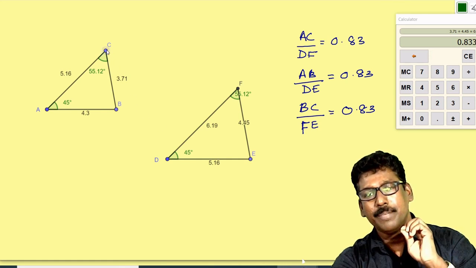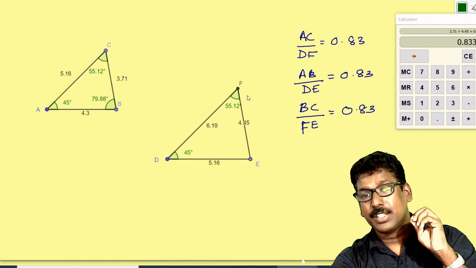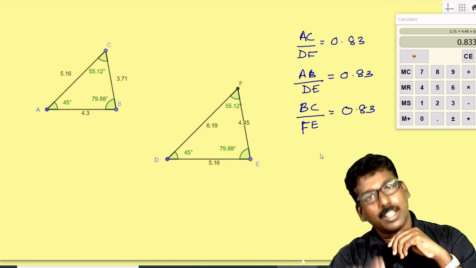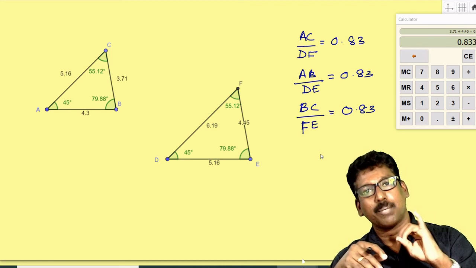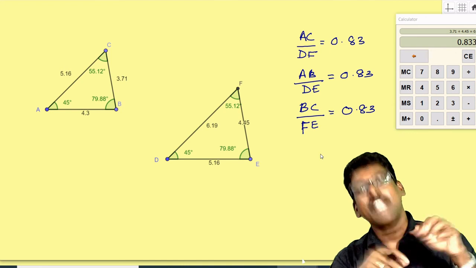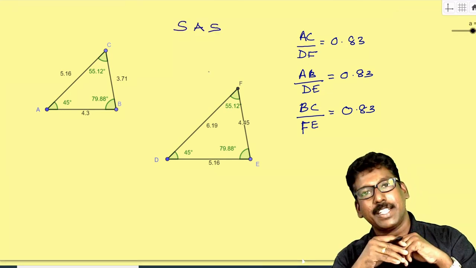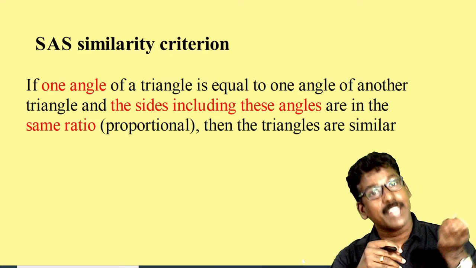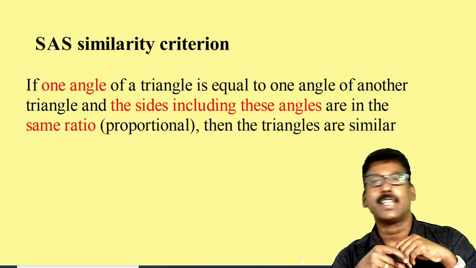Now what about angle B? Here angle B you will get as 79.88. And what about angle E here? Here angle E you will get as 79.88. That means corresponding angles are also equal. So if two of the sides are proportional and the included angles are equal, then the two triangles will be similar. This similarity we can call SAS similarity criterion, and we can define it as: if one angle of a triangle is equal to one angle of another triangle, and the sides including these angles are in the same ratio or proportional, then the triangles are similar.